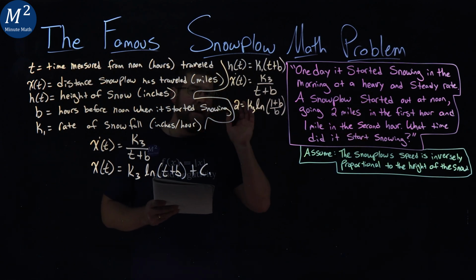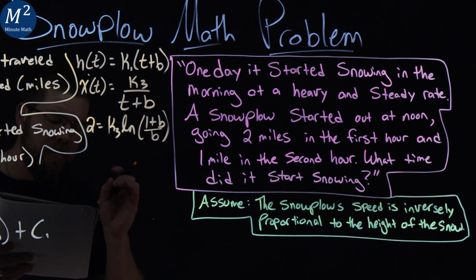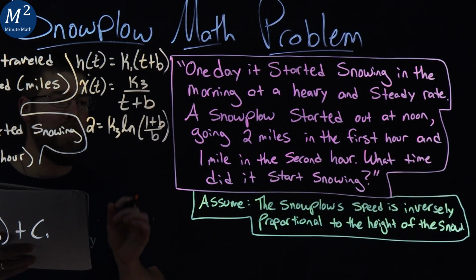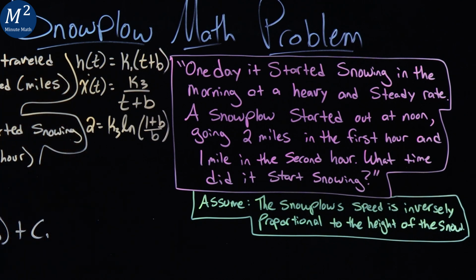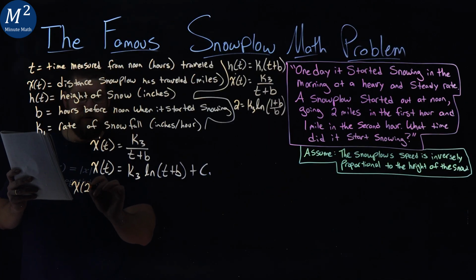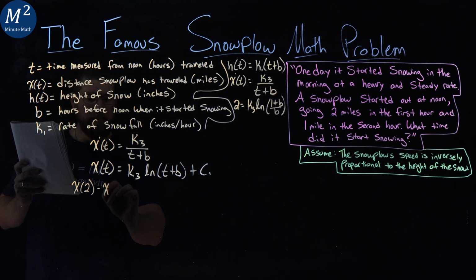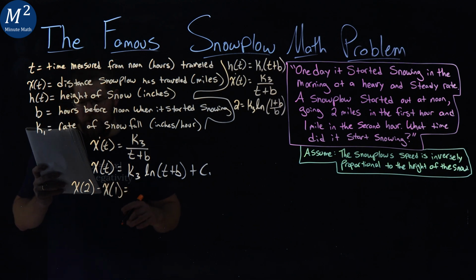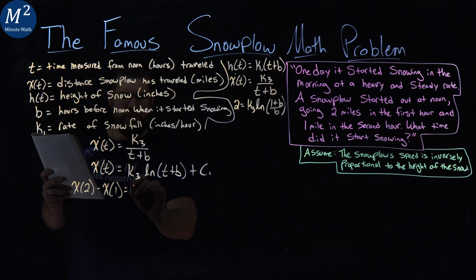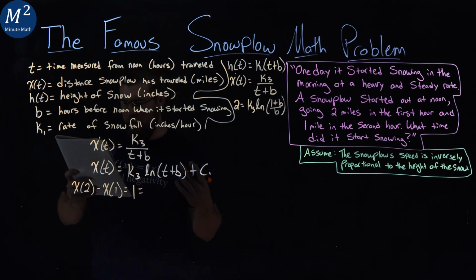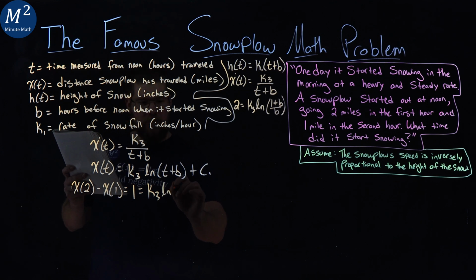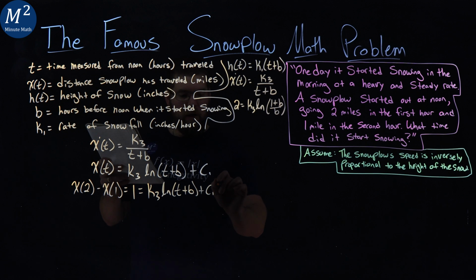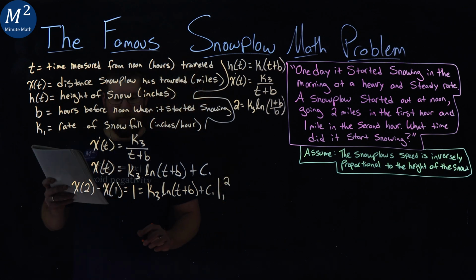So now let's look back again at our problem. It says the snowplow traveled 1 mile in the second hour. So what we can say here is x2 minus x1, the distance it traveled, is equal to 1 mile. And similarly to before, we have the antiderivative, k3 natural log of t plus b, plus c1, from 1 to 2.